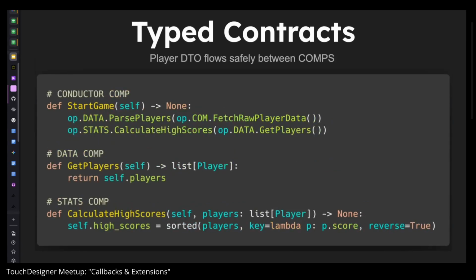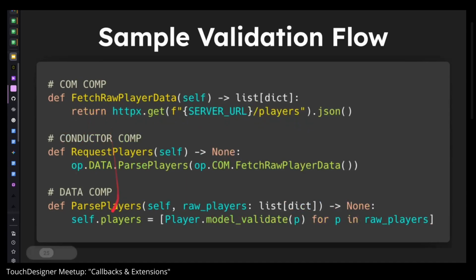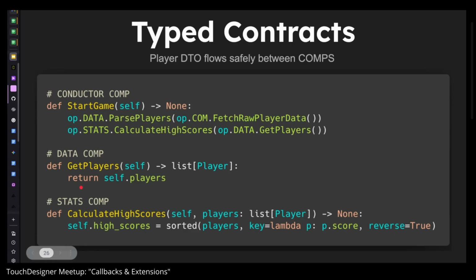In our conductor component, we might say start game. And so start game, here we go. This is the same thing we just saw before. We're going to parse players. So now data has inside of it this local players member. It's a list of players, right? Okay. And I'm going to put this on data. I'm going to say get my players, and the return type is going to be a list of players. Okay. I'm going to call stats, and I'm going to say calculate high scores on data's list of players. And then here we go.